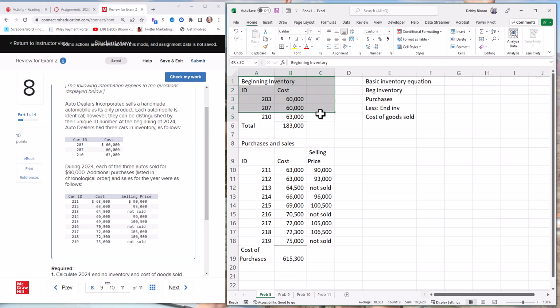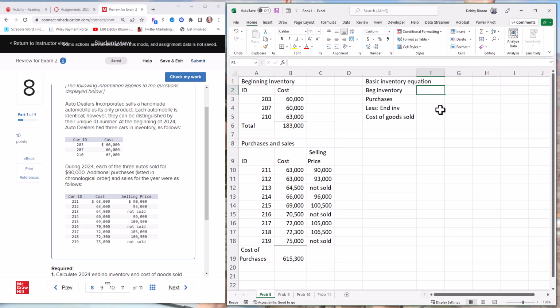So over here in Excel, I put down the 3 cars that are in the beginning inventory and totaled up the total cost of the beginning inventory, $183,000. Then they gave us the purchases and the sales, so I wrote those down as well. I wrote down the cost of every car and selling price, and we can see that 3 of them, 213, 216, and 219, are not sold by the end of the month. And I added up the total cost of purchases, $615,300.